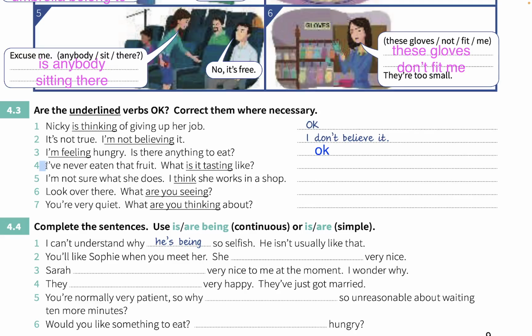Number 4. I've never eaten that fruit. What is it tasting like? So is it correct or not? I think not. What does it taste? Yes. It's not correct. The correct form is does it taste? What does it taste like?